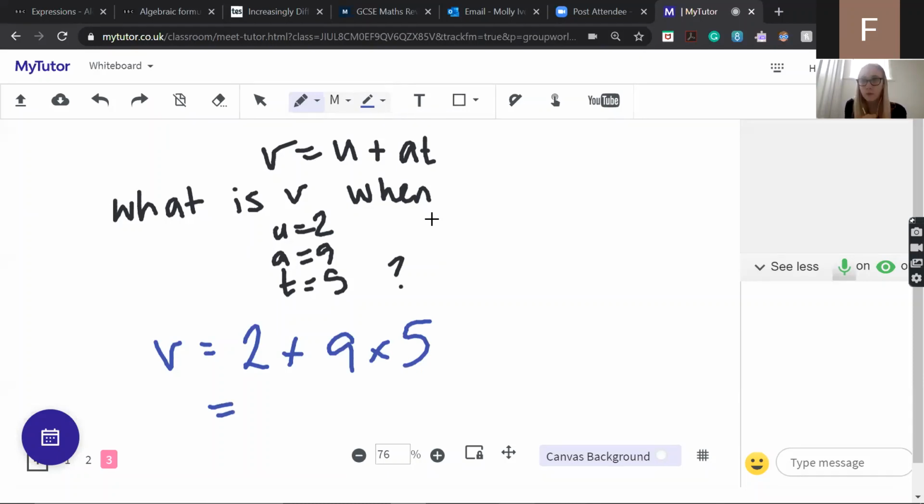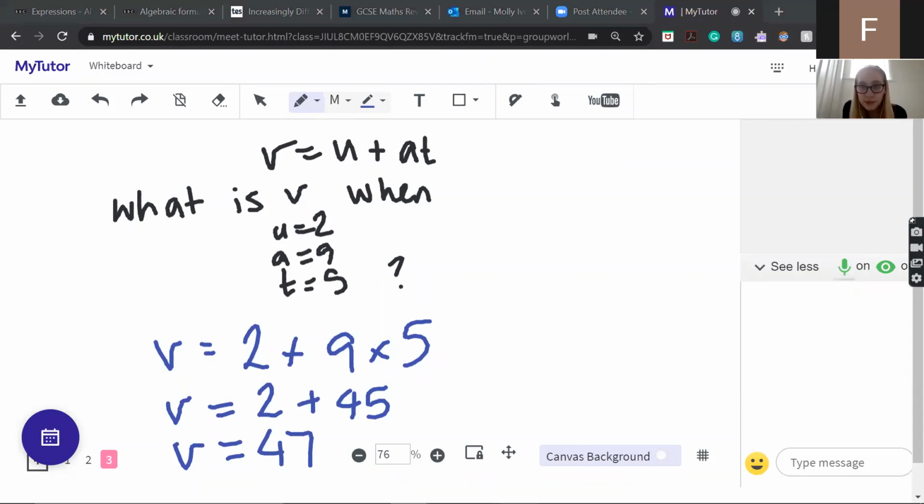And then we have to do BIDMAS, BODMAS, whatever you want to call it. So the 9 times 5 first. So this will be v equals 2 plus 45. So v equals 47. Someone's probably saying that in the chat. 47, yeah, cool, well done, guys. Nice.